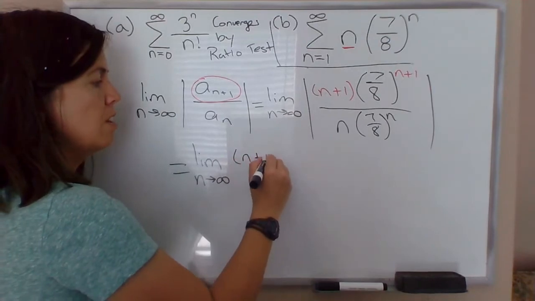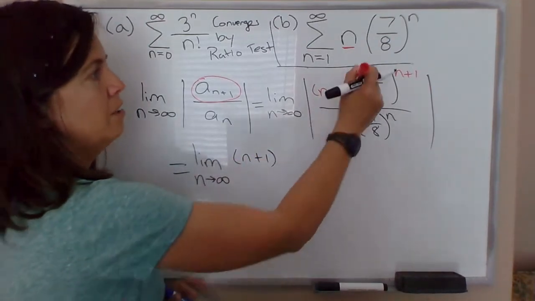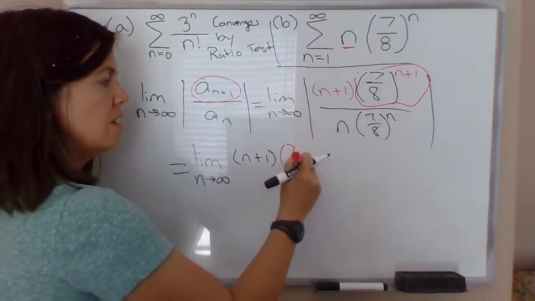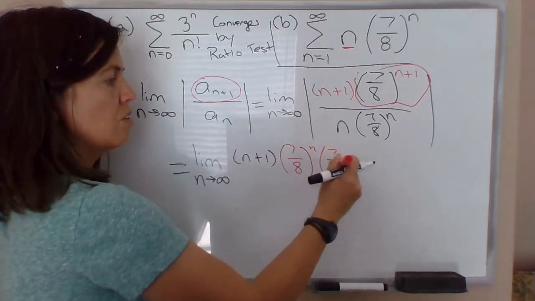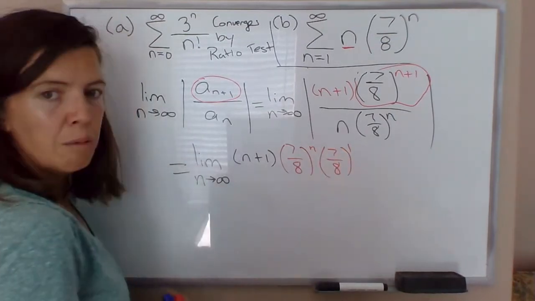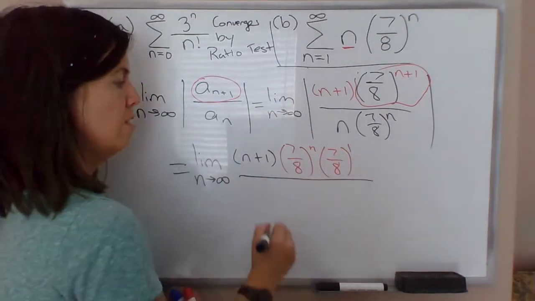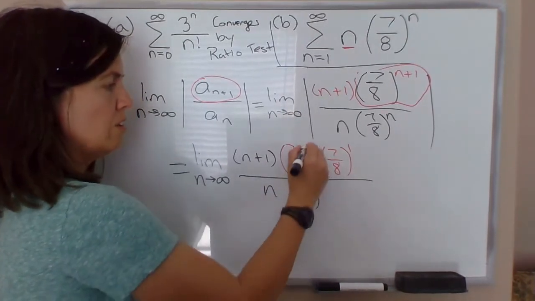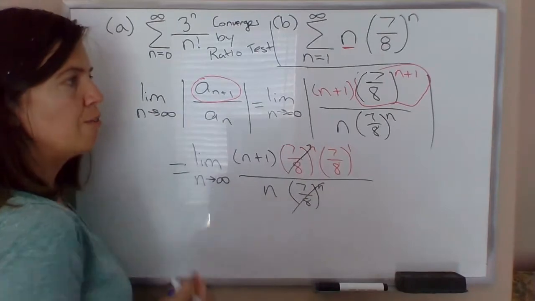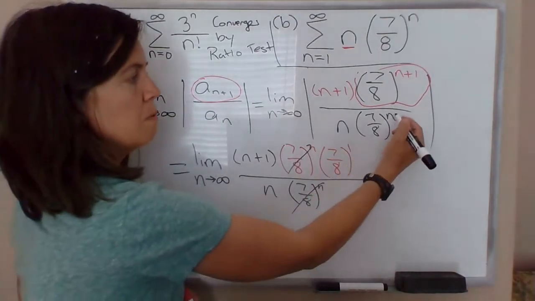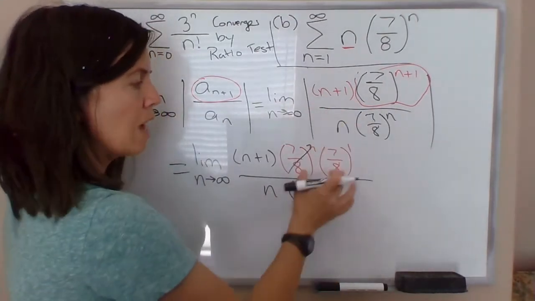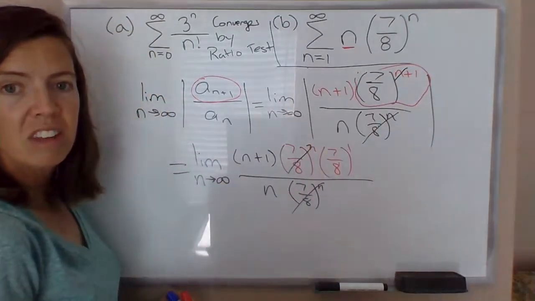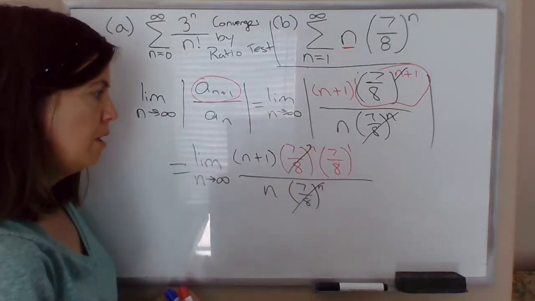So if you like, you can take this 7/8 to the n plus 1 and write it as 7/8 to the n times 7/8 to the first. That's just if it helps you better understand how to reduce this thing, over n times 7/8 to the n. So now we clearly say, okay, 7/8 to the n goes away and I'm left with 7/8 to the first. If you're comfortable just saying, okay, the nth power cancels, you don't have to write it this way.